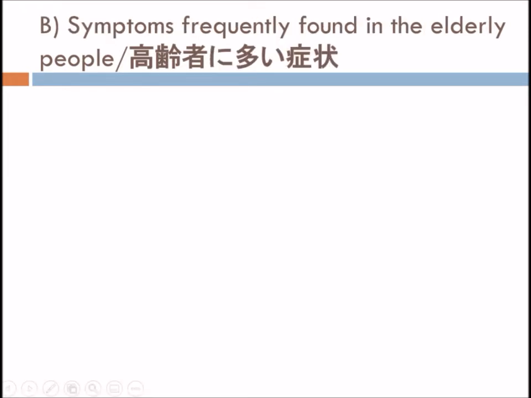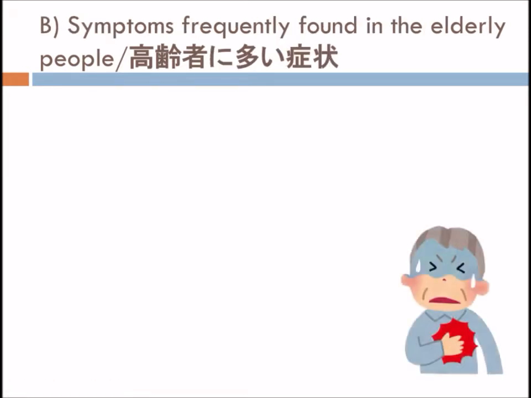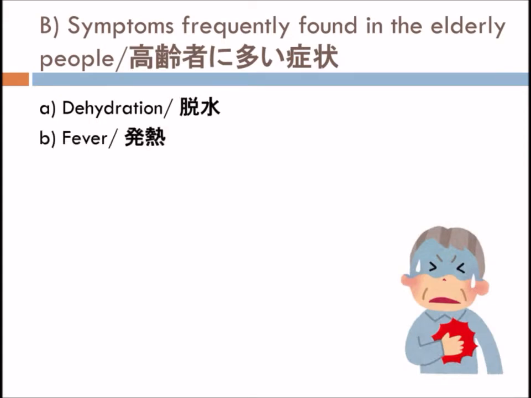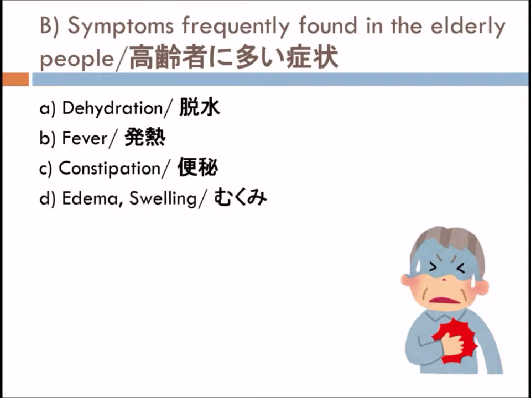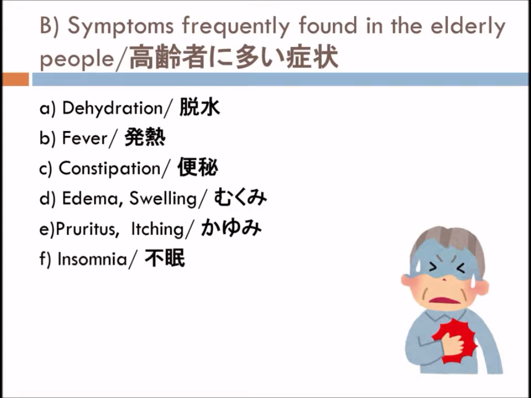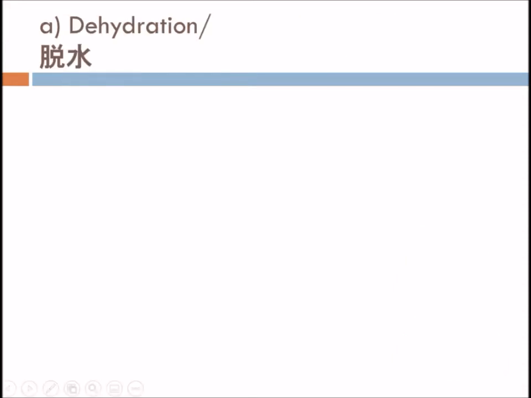Symptoms frequently found in the elderly. Dehydration, fever, constipation, edema, swelling, pruritus, itching, insomnia, hypertension, dehydration.